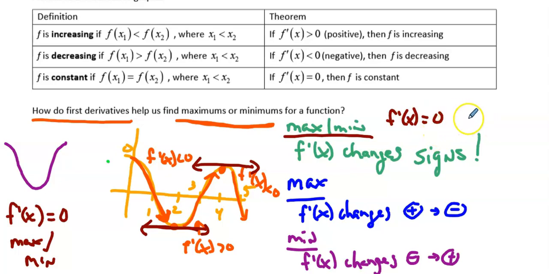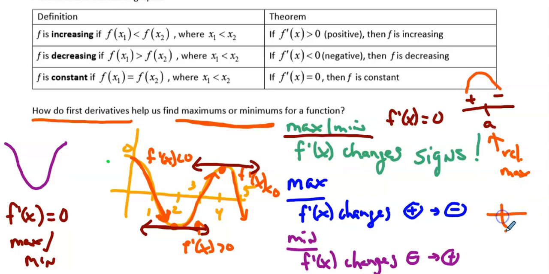Then you can do a number line, and we'll do some of these, and don't worry. Then you're going to do a number line, and you can see what's happening around them. If I'm positive and negative around A, then what this means is that I'm going up, and then I'm going down. So I know that this has to be a relative maximum.